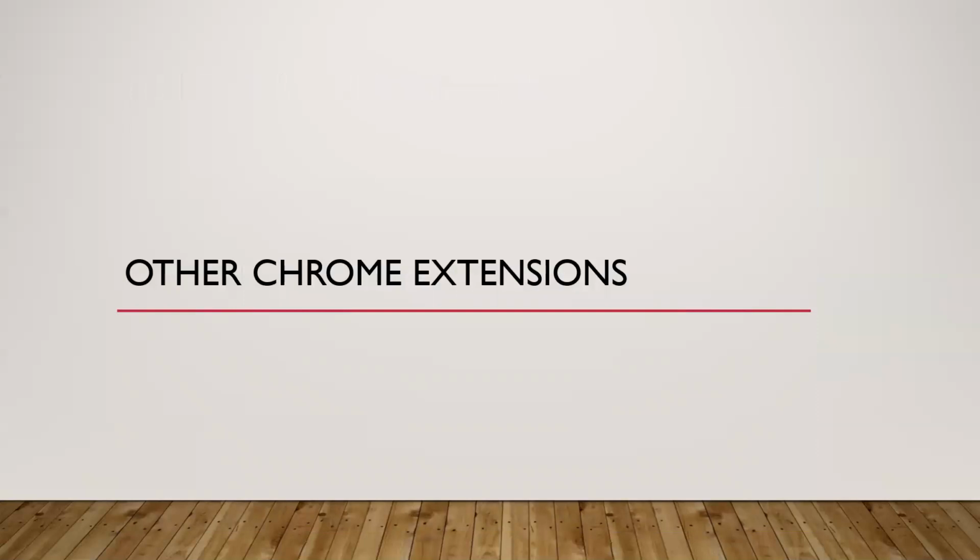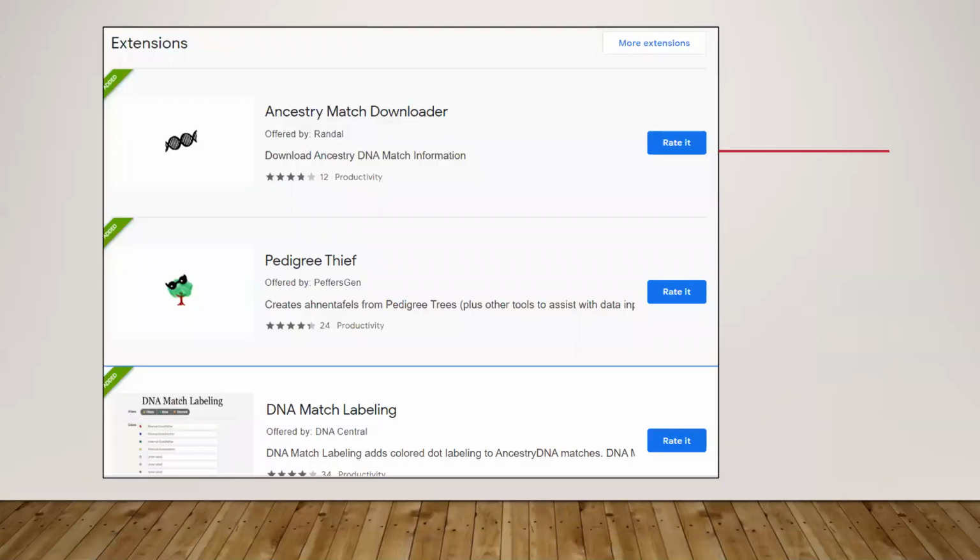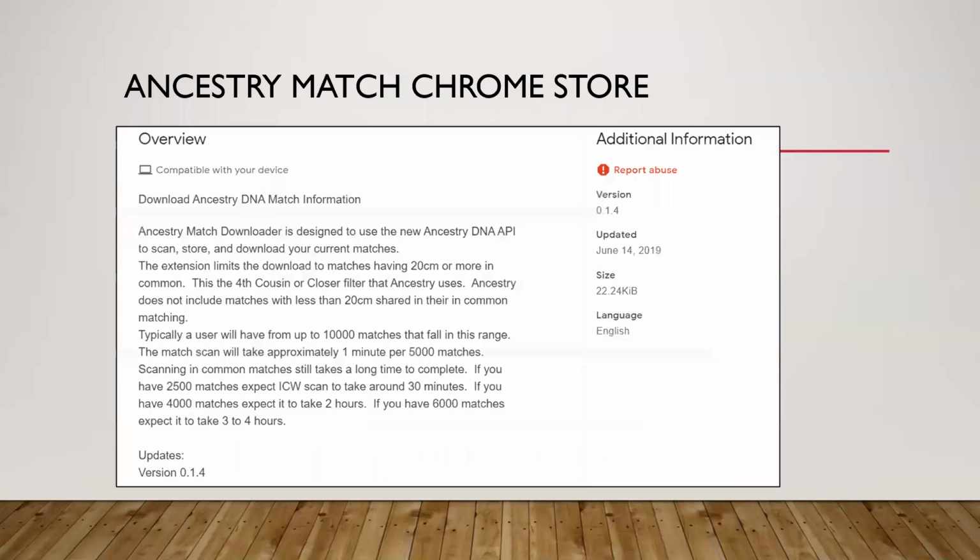There are some other Chrome extensions to note. I've highlighted 3 of them here. There are some others, but these are 3 that I've used. Ancestry Match Downloader is a newer one that I hadn't seen in a little bit. Pedigree Thief, I'm actually going to demo that towards the end. And then DNA Match Labeling is one that Blaine Bettinger offers from DNA Central. In case you've ever heard him mention in one of his talks about the dots, the colored dots, there is a Chrome extension for that.